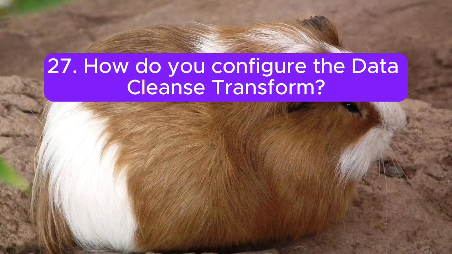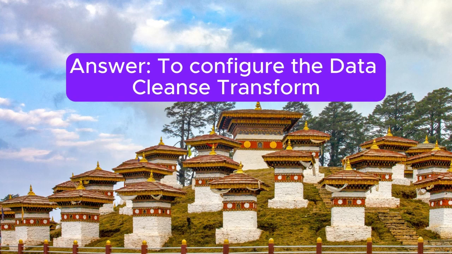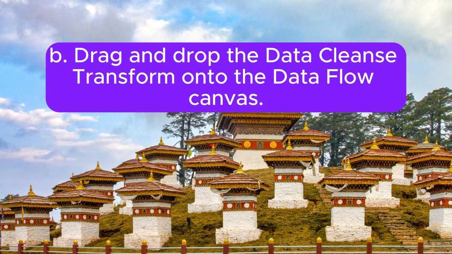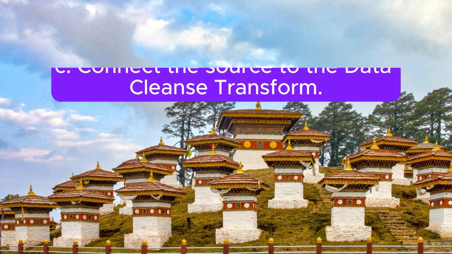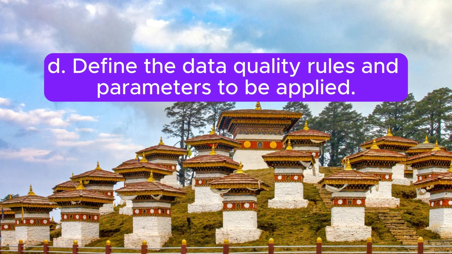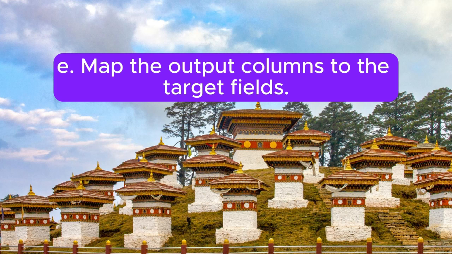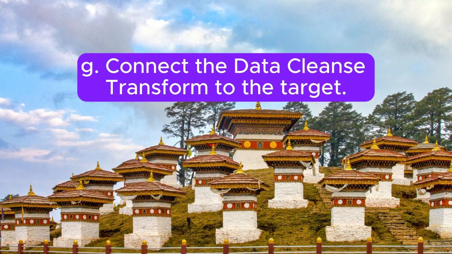27. How do you configure the data cleanse transform? Answer: To configure the data cleanse transform. A. Open the data flow in the designer. B. Drag and drop the data cleanse transform onto the data flow canvas. C. Connect the source to the data cleanse transform. D. Define the data quality rules and parameters to be applied. E. Map the output columns to the target fields. F. Configure any necessary options for handling errors or exceptions. G. Connect the data cleanse transform to the target.